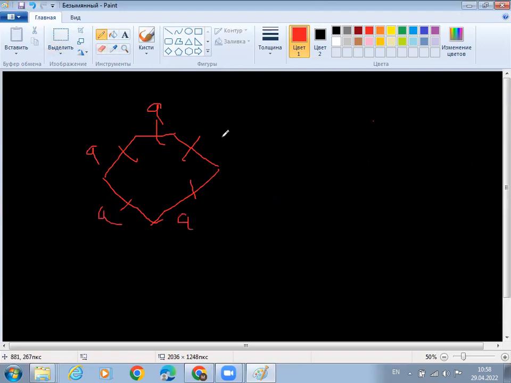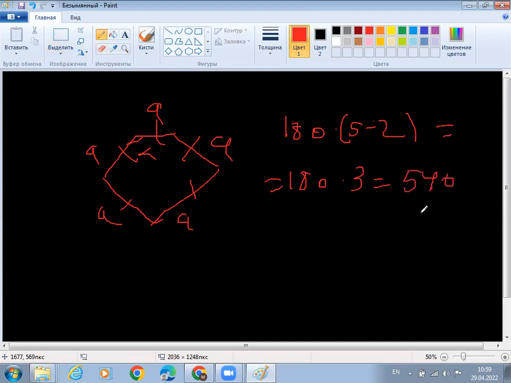There can be such questions, guys, to find this angle here, alpha. How can we find it? We can calculate the sum of all interior angles: 180 times 5 minus 2, because it has n sides. It's 180 times 3, which is 540. If we want to find the regular angle here, it's going to be 540 divided by how much? 5, because there are 5 equal angles. It's going to be 108. So in a regular pentagon, the angle is 108.